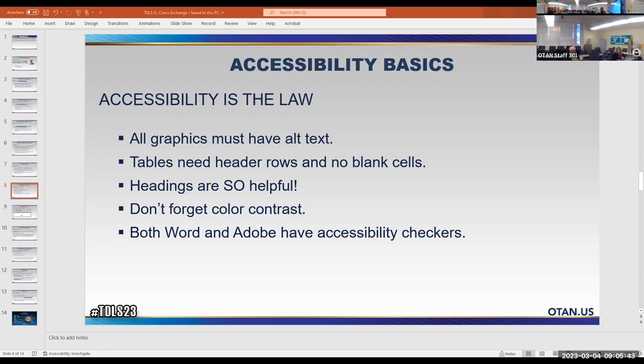Mm-hmm. So if you don't put any alt text and don't check the box, then there's nothing there. And so the person won't know, or, well, they won't know that there's actually a graphic there. Okay. So it just states that there's a decorative image there and that's it. Yeah, exactly. Okay. Good to know.